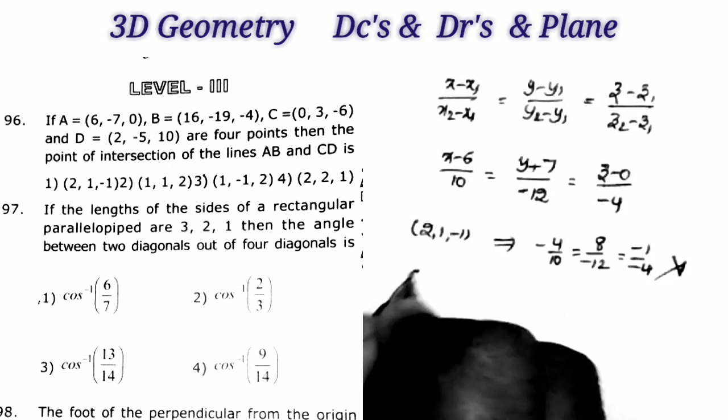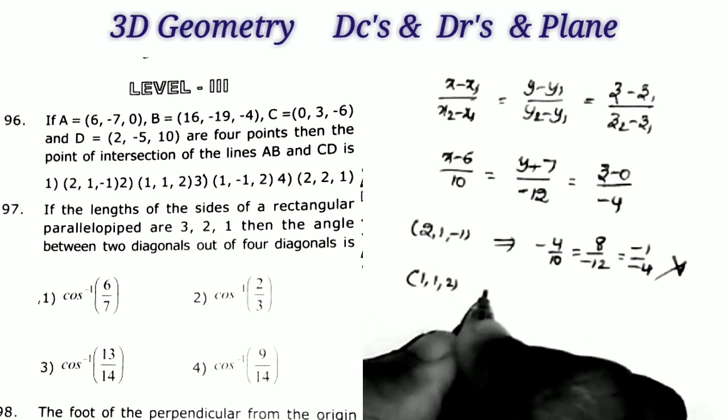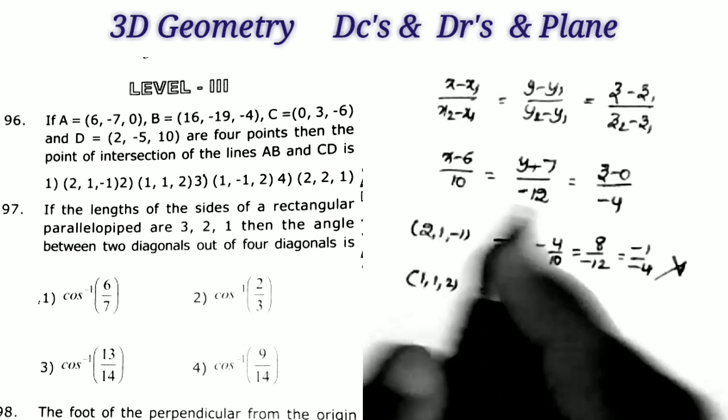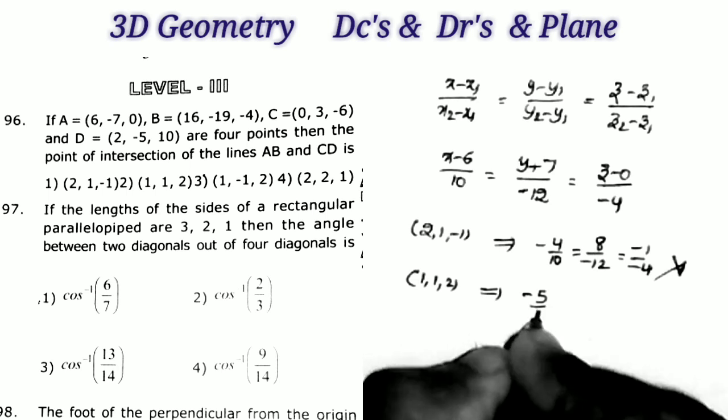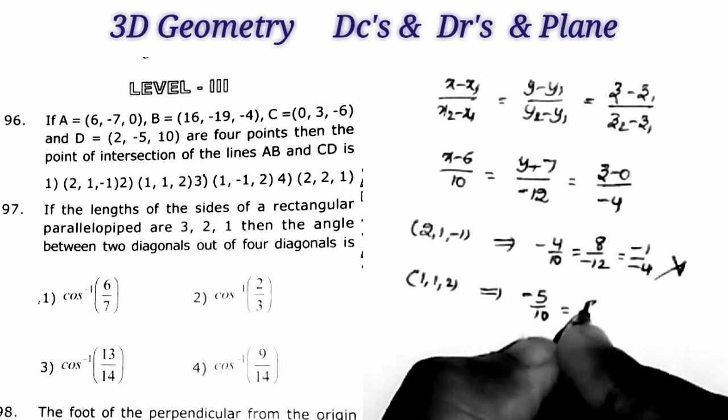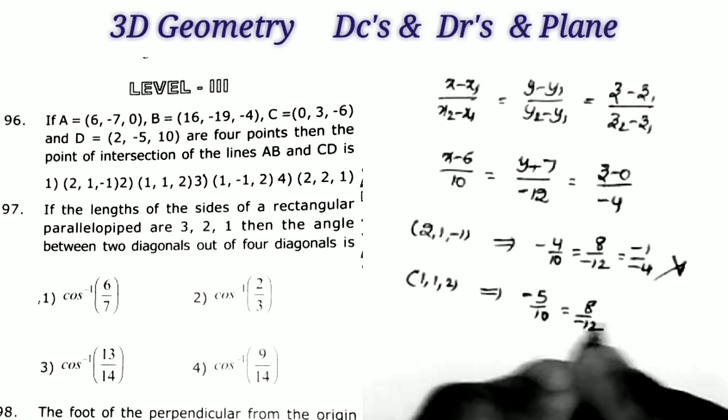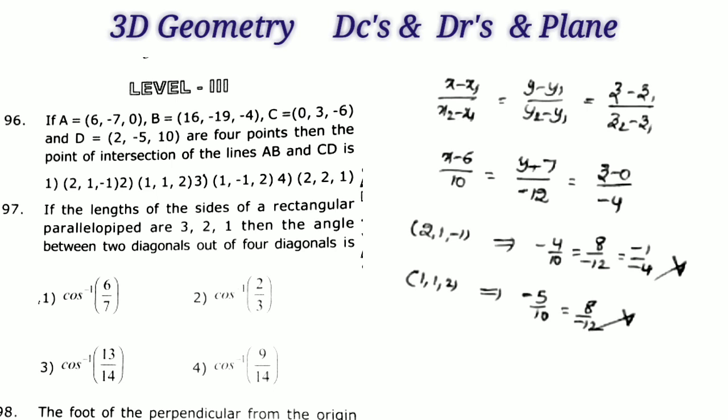Now taking the second option, that is (1, 1, 2). Now replacing this point here: (1 minus 6)/10 is minus 5 by 10, (1 plus 7)/(minus 12) is 8 by minus 12. Of course these two values are not equal. So this is not the correct option.